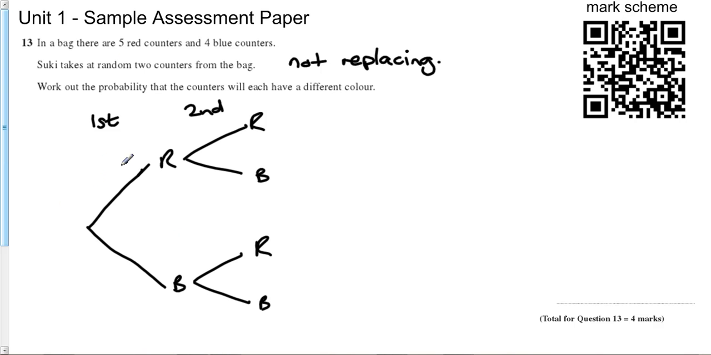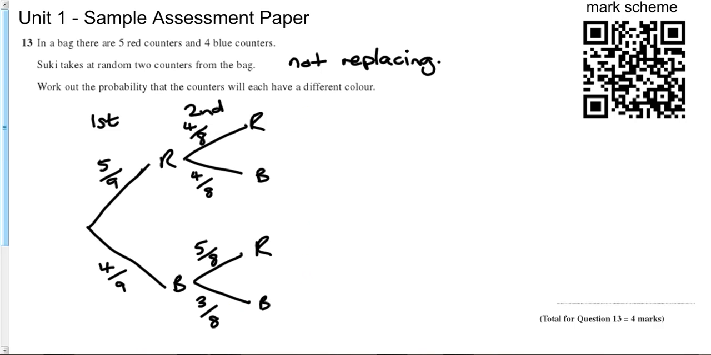The probability of getting red the first time round is 5 out of the 9 counters that are in the bag, leaving us with 4 out of 9 which are blue. Once that first red one's been taken out, there'll only be 4 red ones left, and only 8 counters left. That means there'll also be 4 blue out of the 8. If in a different circumstance we've taken a blue counter out, there'd still be 5 red out of 8, but only 3 blue left out of 8.